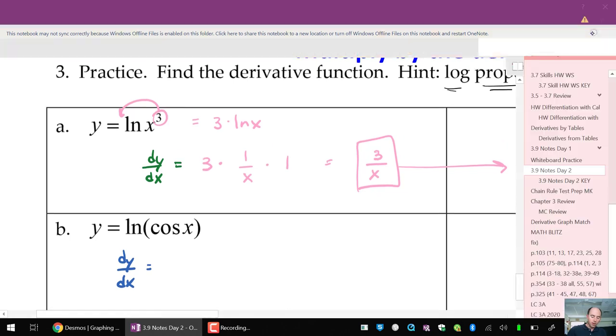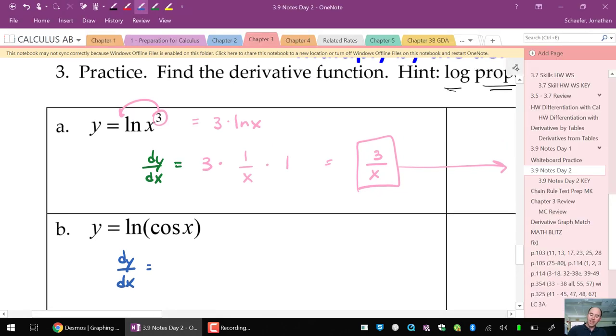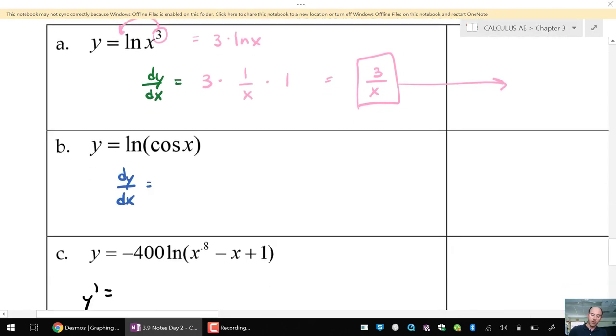How about the natural log of cosine? So the rules for logarithmic differentiation here with natural log: no properties to use here, so I'm going to skip that first step. How about we write the reciprocal of the argument? So 1 over cosine, times, here's the chain rule, the derivative of the argument.